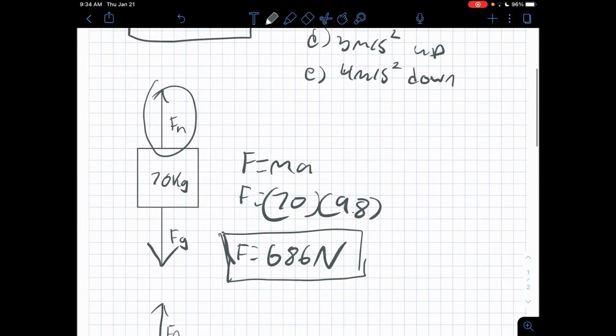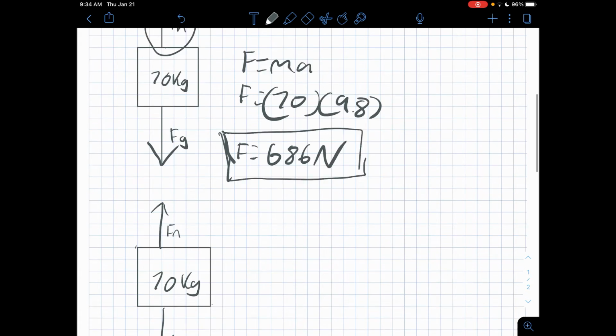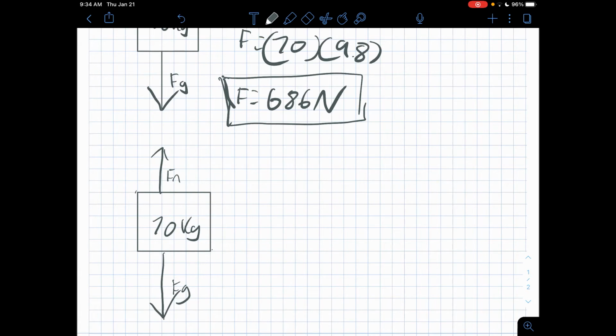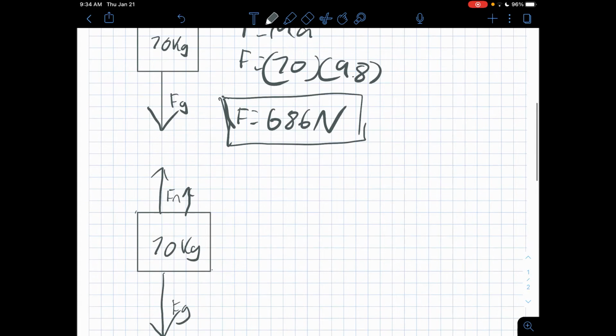So for this question, there's the normal force and there's also another force of the elevator going upwards. So I'm just going to draw it as another line here. But typically you just want to make the normal force line a bit bigger. But this is just for clarity purposes. So how would you go about this question?